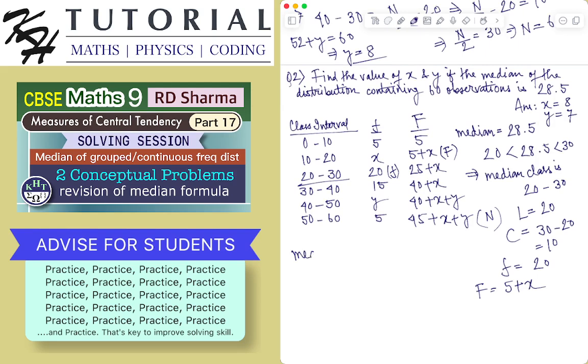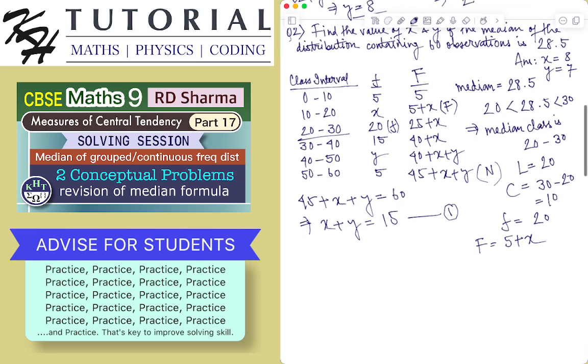Before that I will apply the concept that it is given that the total number of observations is 60. So I must have 45 plus x plus y is equal to 60. Since we are having two unknowns, we must have two linear equations in x and y. So this implies x plus y is equal to 15. This is one linear equation in x and y. We must have another equation in x and y so that we can solve for the values of x and y.